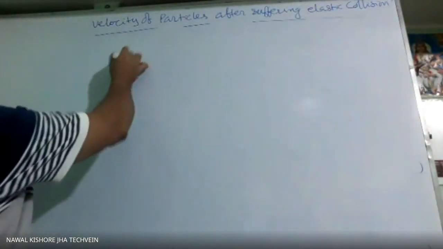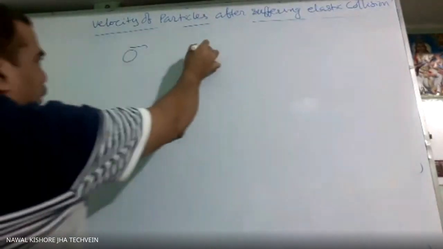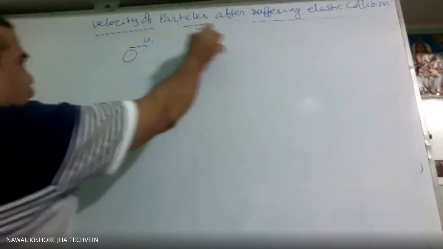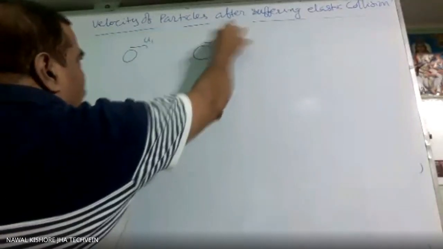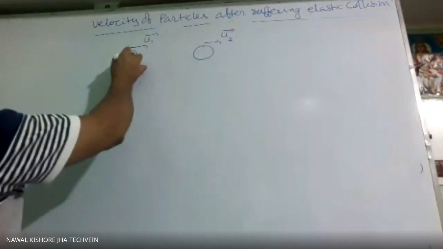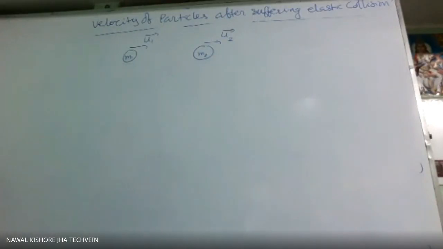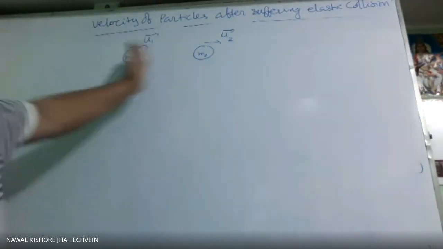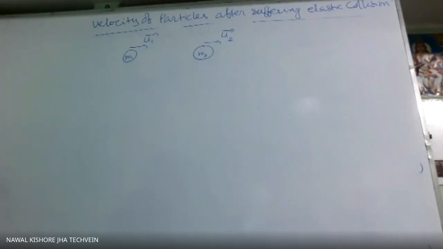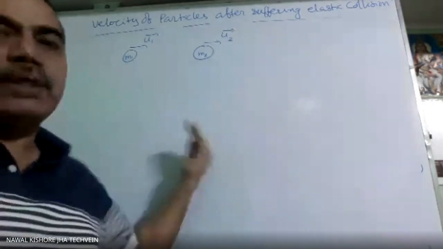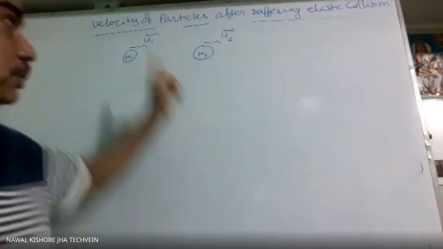So for our convenience, we are taking both the objects moving in the same direction. Suppose this one is with velocity u1 and this one with velocity u2, its mass is m1, its mass is m2. The magnitude of u1 is more than u2. They are moving in the same line. Sometimes one is going from this side and the other is coming from that side, so we have to consider the vector only.